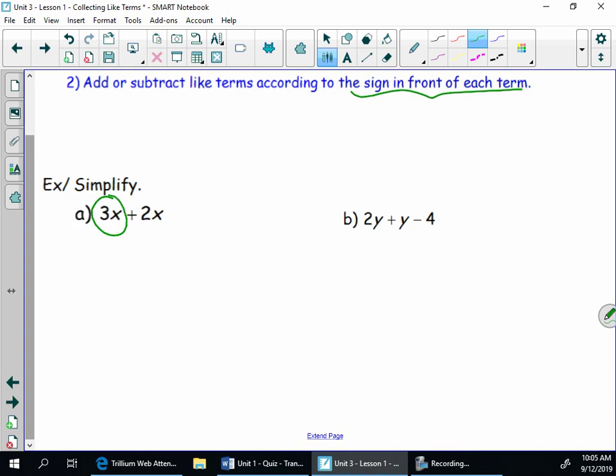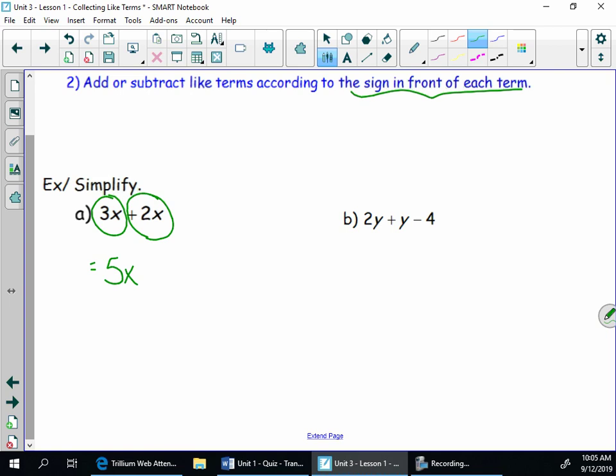3x, what can it go with? It can go with positive 2x. How do I do this? I go back to how I started with my shapes. We had a bunch of circles, we just added the numbers in front. 3 plus 2 makes 5, and what was I collecting? The things that have the letter x. And that's all. I'm done.